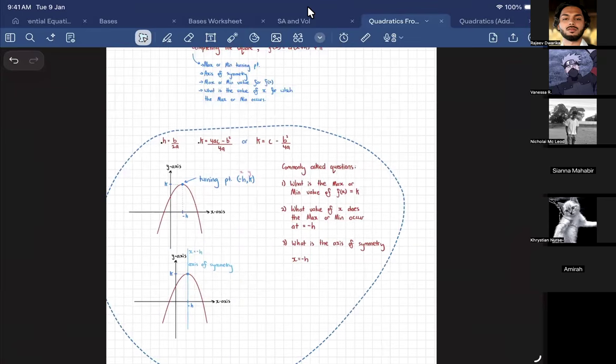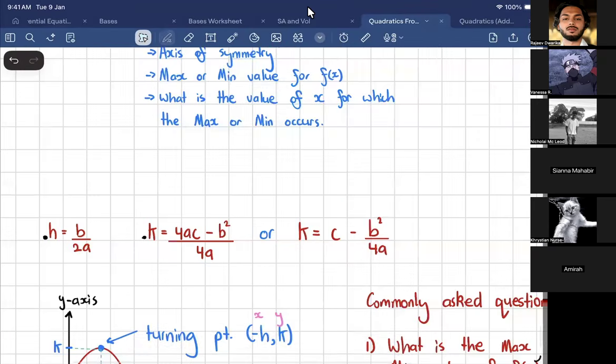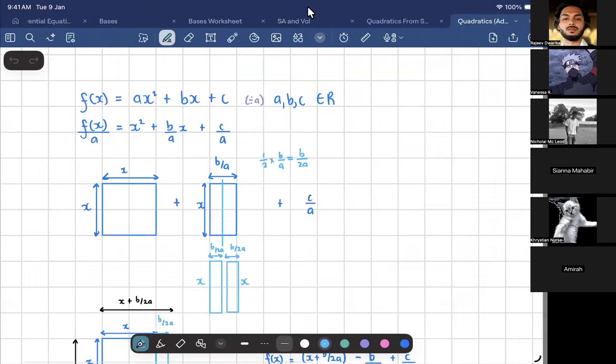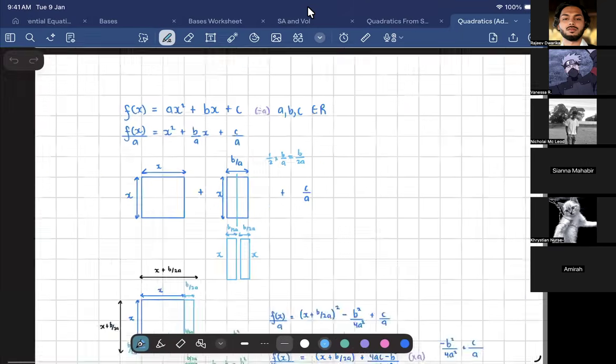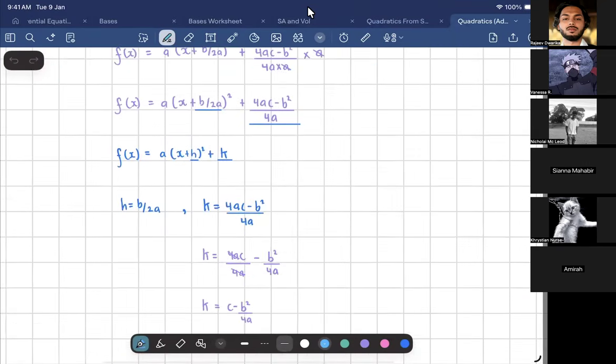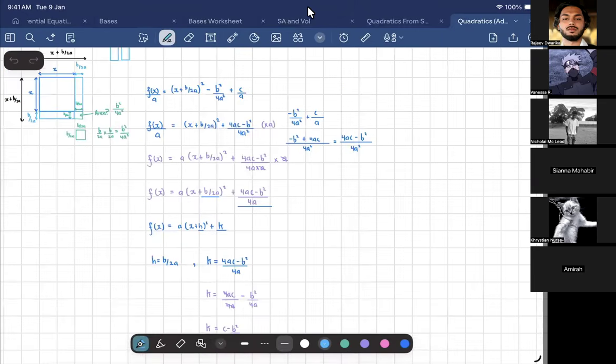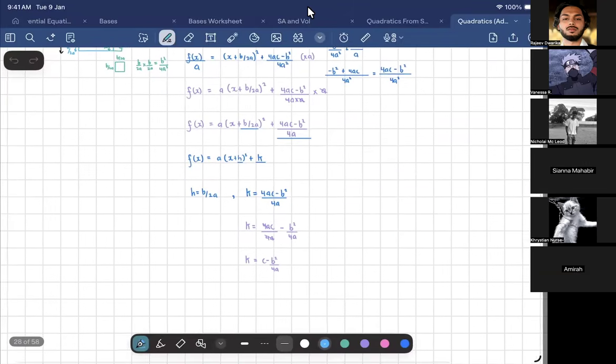I want to give you a mathematical proof over here. This is how they come up with the completing the square form. You see, ax squared plus bx plus c, where a, b, and c are elements of the real number system. This is the proof, because when you do all the maths and rearrange it in the completing the square form, you're going to get h is equal to b over 2a and k is equal to c minus b squared over 4a.